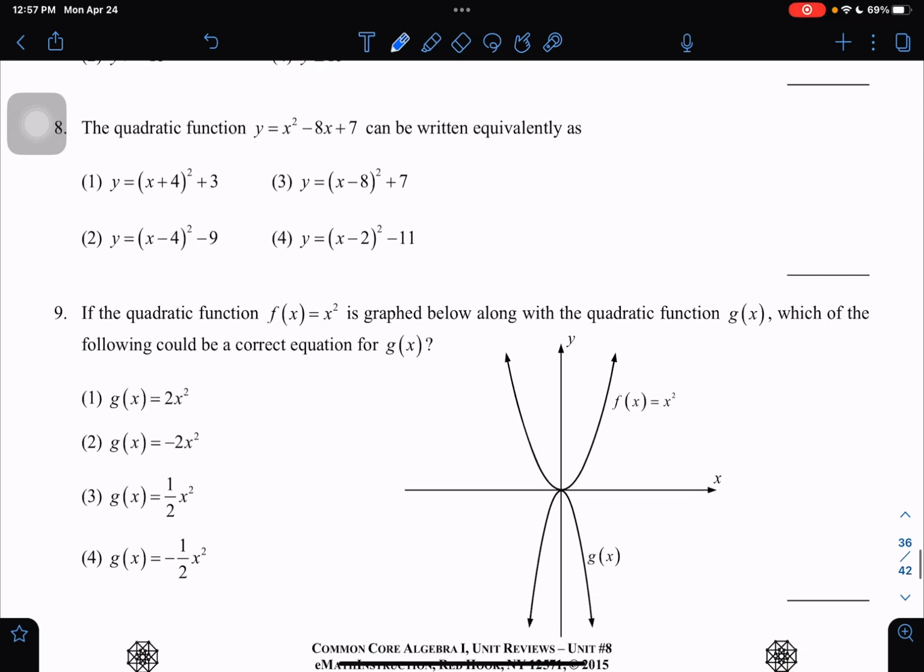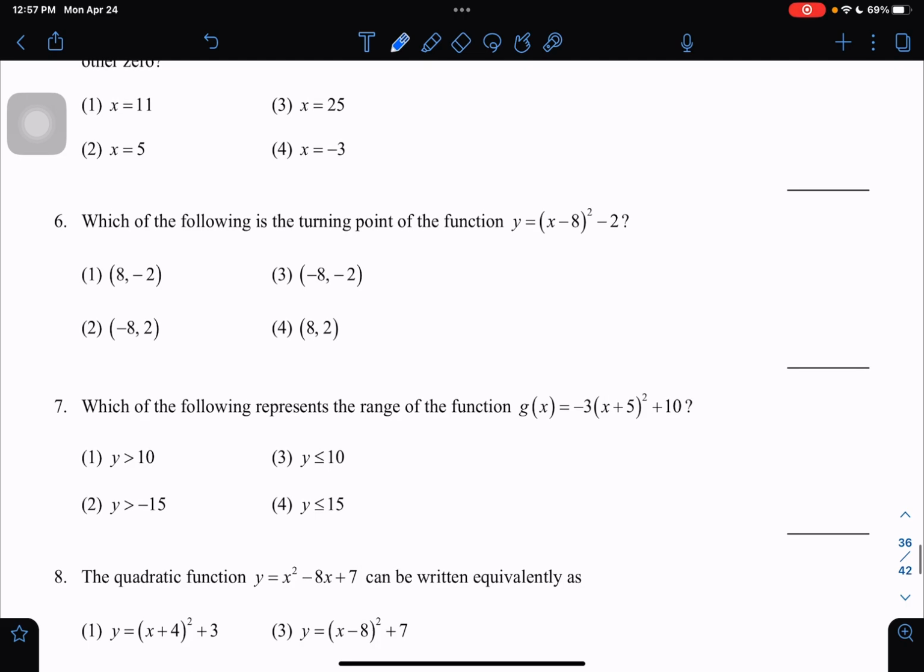Right? An upright parabola and -2 tell us that the y-intercept happens at -2. The next one, number 6, which is the turning point? Well, the turning point is 8. That's the x inside the parentheses, but it's the opposite sign, and -2. So (8, -2) is choice 1.